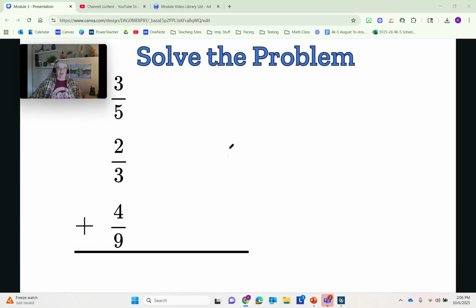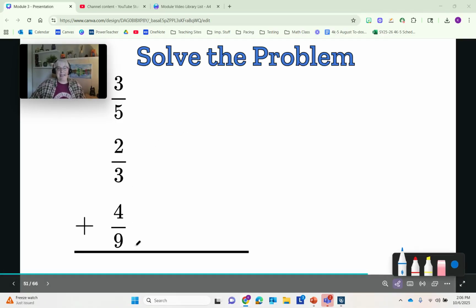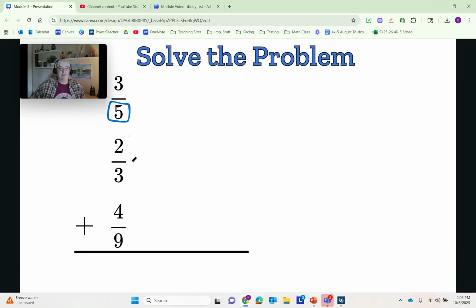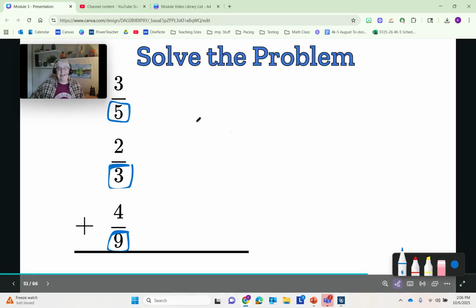We have three fractions, 3/5, 2/3, and 4/9. We need to add them together, but our denominators are all different. Never fear. Least common multiple to the rescue. Same process. We're going to write out the multiples of 5, write out the multiples of 3, and write out the multiples of 9 until we find a similar multiple.